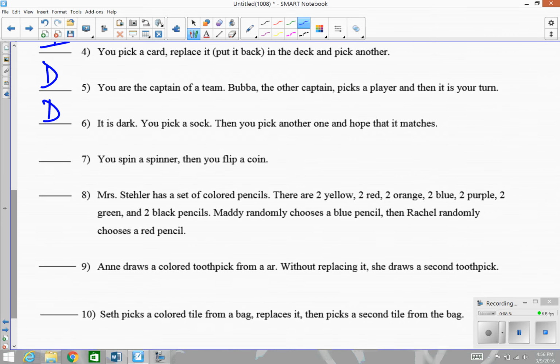You spin a spinner, then you flip a coin. Two totally separate things. If you spin a red, that has nothing to do with whether or not you flip heads or tails.